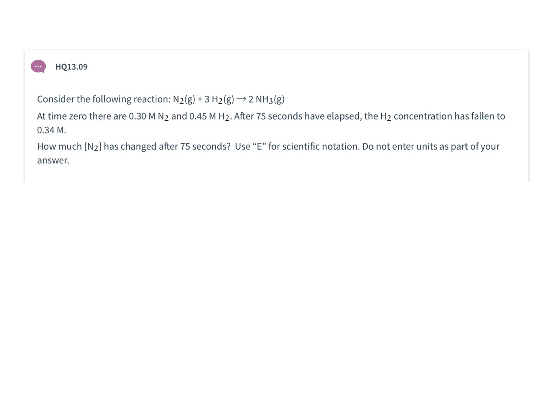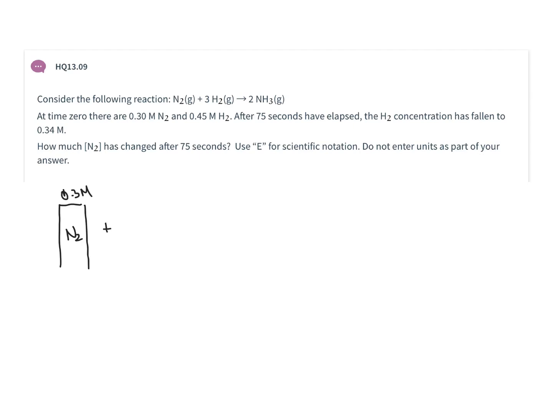So for question 13.09, we're given the following reaction: nitrogen reacting with hydrogen to produce ammonia, essentially the Haber process. And they tell us at time 0 of this reaction, so before the reaction starts, we have a concentration of 0.3 molar nitrogen. So here's my nitrogen, and I've got a 0.3 molarity.